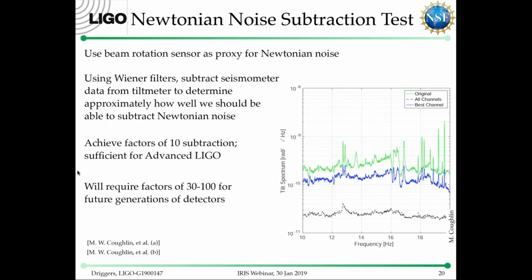We can also use the tilt sensor as a proxy for Newtonian noise and do some optimal filtering to try and understand how well we can actually use the array of seismometers to subtract the expected gravitational noise from the tilt sensor, our proxy. And it looks like right now in our current facility, without trying very hard, we can subtract that Newtonian gravitational noise by a factor of 10, which is plenty for our current generation of interferometers. Although we do need to do more work for future generations of gravitational wave interferometers.